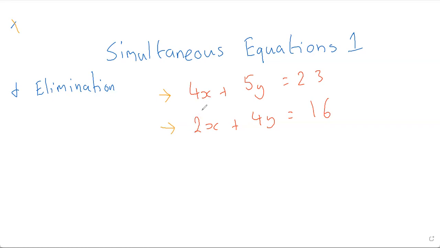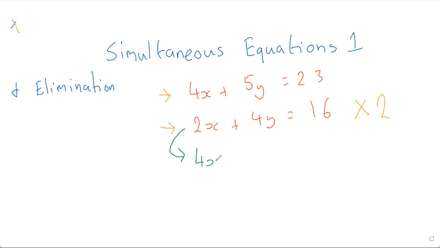So the first thing we need to do is to ensure that the coefficients, so the numbers before the x or the y's, are the same in both equations. We can see this is 4 before the x, and this is 2 before the x, and this is 5 and 4. So what we're going to do is multiply this whole equation by 2, times the whole thing by 2. That way, the coefficient, so the number before x in this equation, will be the same as in the first equation.